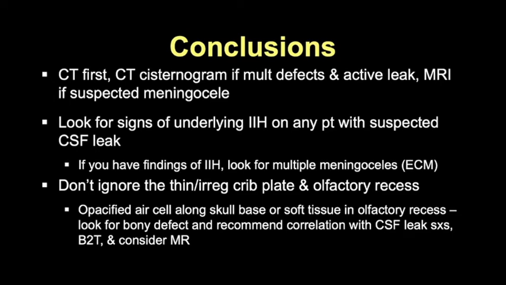And don't ignore the thin, irregular cribriform plate and olfactory recess. If you see an opacified air cell superiorly or soft tissue in the olfactory recess, look for an adjacent bony defect and recommend correlation with any CSF leak symptoms. And if they exist, consider beta-2 transferrin and MRI for further evaluation.